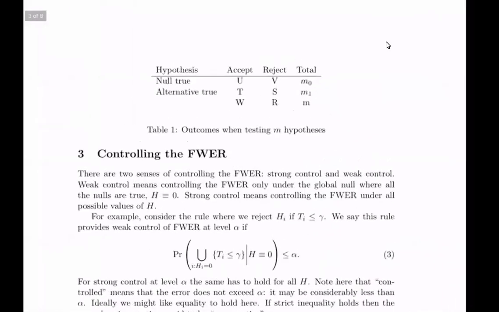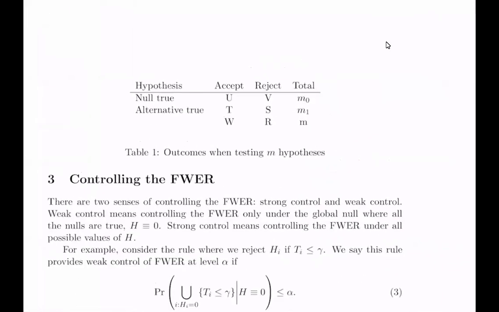Okay, so the key table is here. It's a very simple idea, is that when you're testing a large number of hypotheses, in this case M, so that's the total number of hypotheses, you'll accept some and you'll reject some. So the total number of rejections is R and the total number of acceptances is W here. And some of the ones you accept will be true nulls and others will be alternatives. And some of the ones you reject will be true nulls and some will be alternatives.